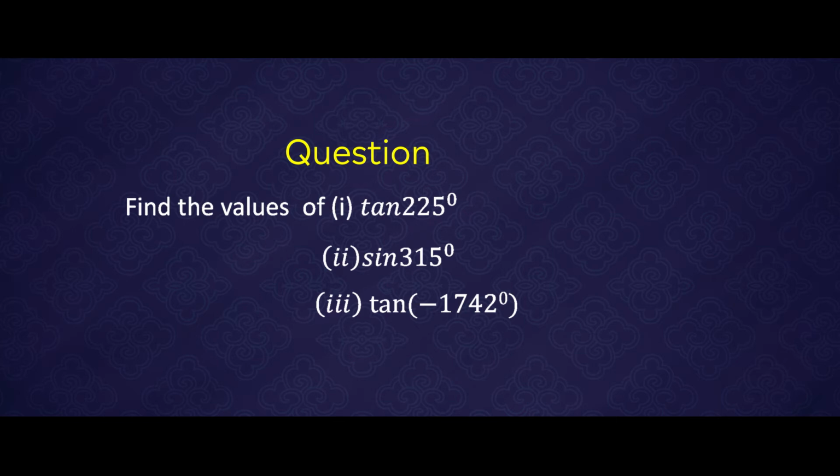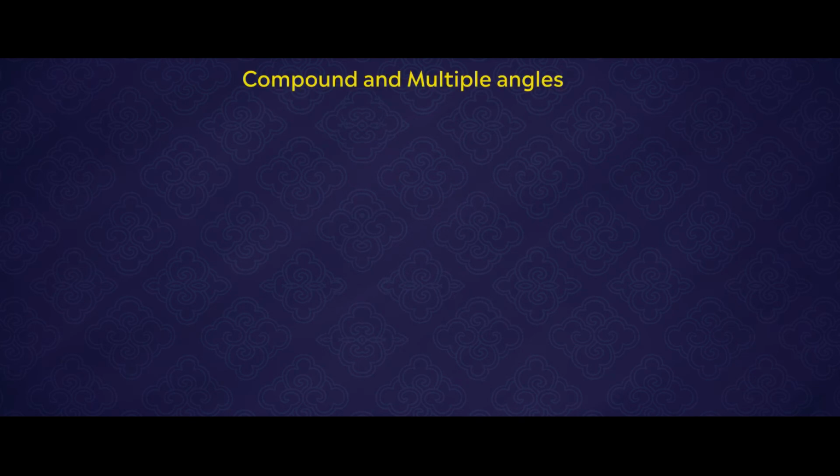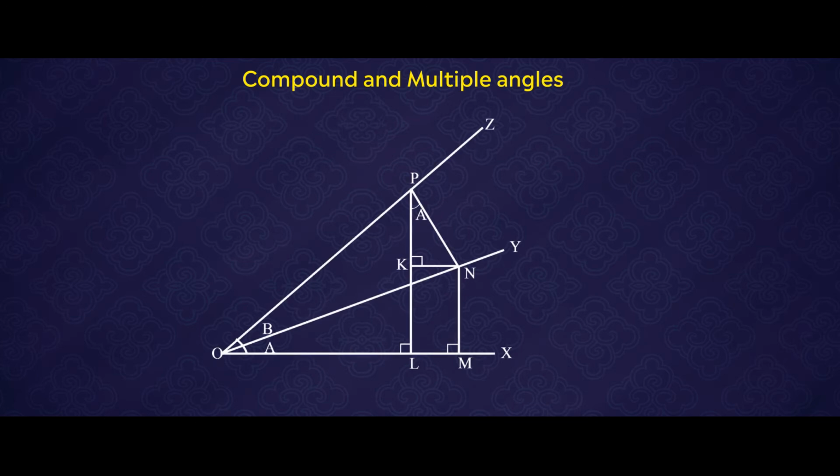Then come to the second question: sine 315 degrees, then tangent of negative 1742 degrees. The main topic that you are supposed to know here is compound and multiple angles. If you look at this diagram, we have two angles here, angle A and B. Compound and multiple angles refer to the angle A plus B: sine of A plus B, cos of A plus B, and tan of A plus B.